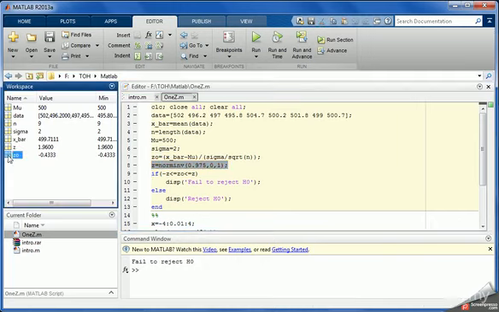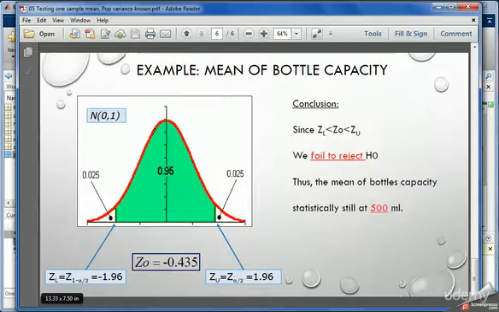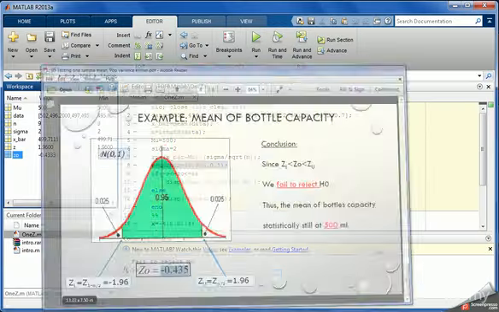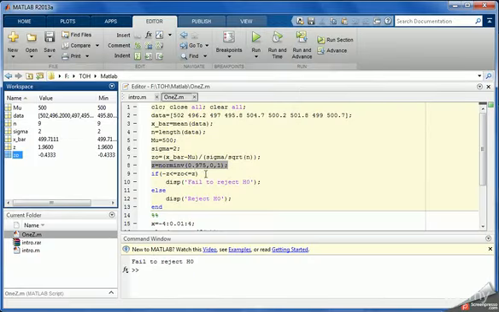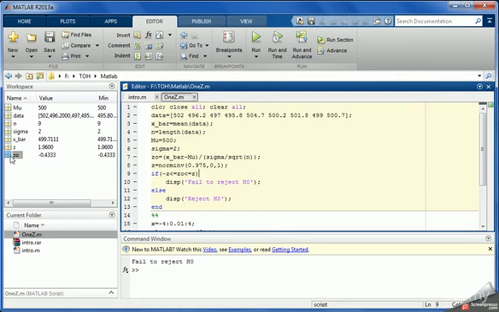Also z naught. For z naught we have found minus 0.43. Here we have z naught as minus 0.435. In fact, there is some approximation, so no problem. So z naught in fact lies in between, in the acceptance region. That's why this if statement was executed. So we are going to fail to reject the null hypothesis.